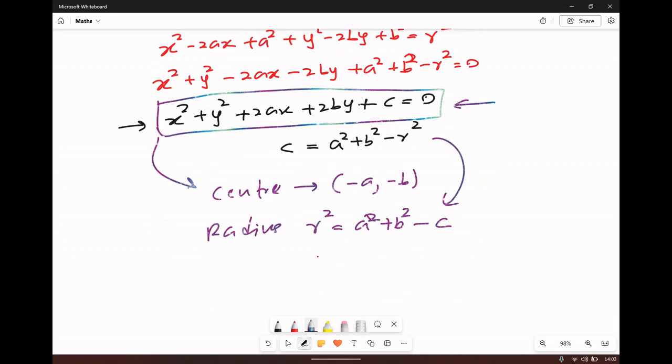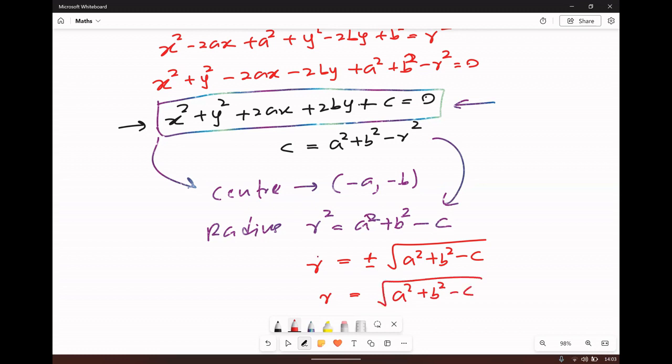So if you take the square root of the right-hand side, plus or minus the square root of a squared plus b squared minus c. We know that we don't need to consider the negative sign. So the radius would be the square root of a squared plus b squared minus c. Okay, so this is how you get the center and the radius of the circle in the other format.